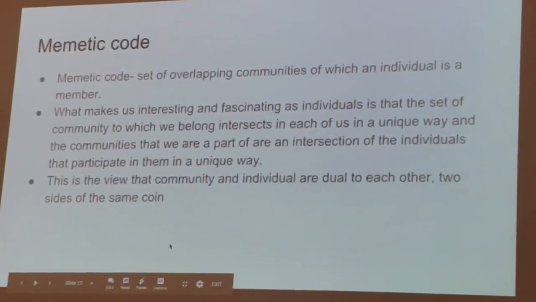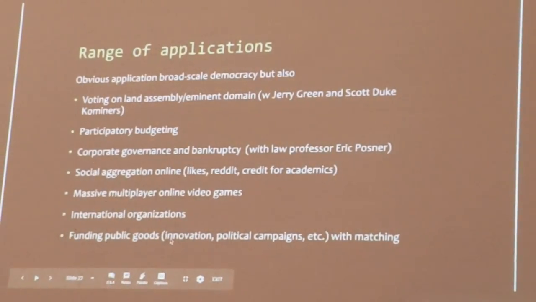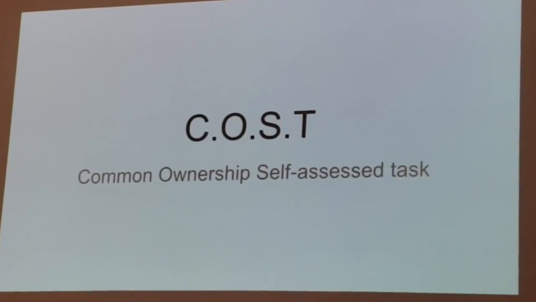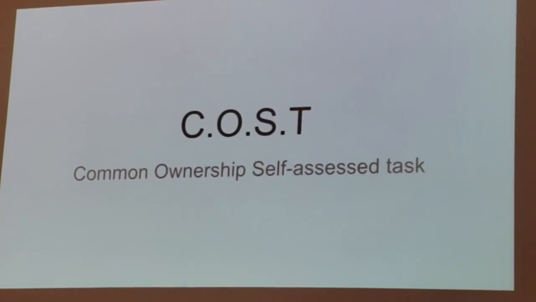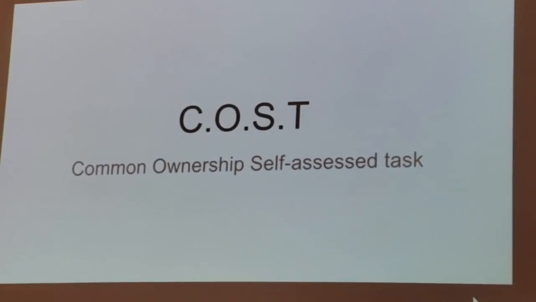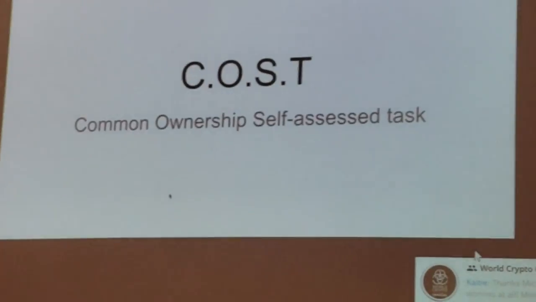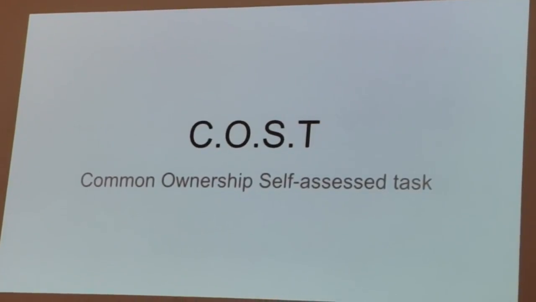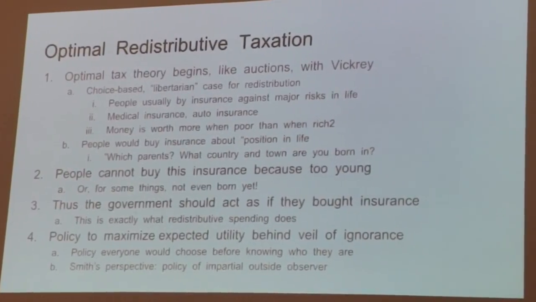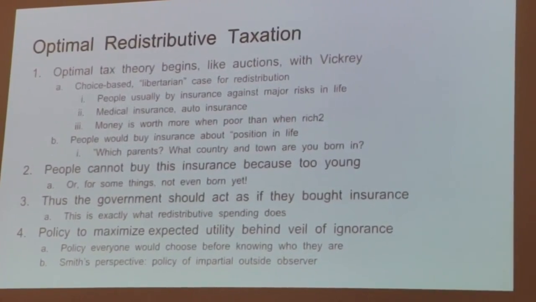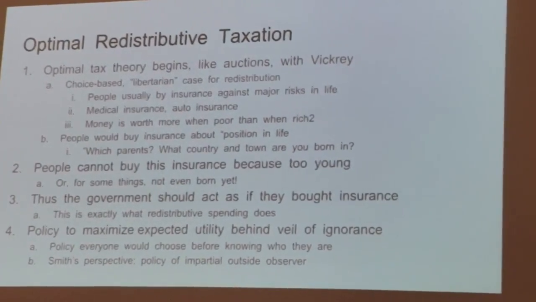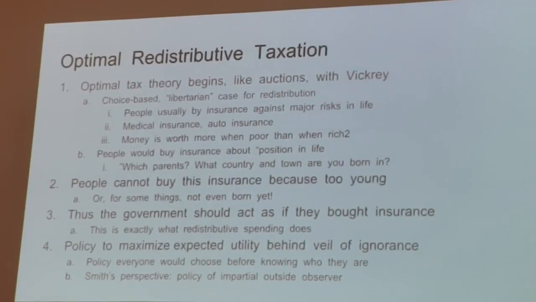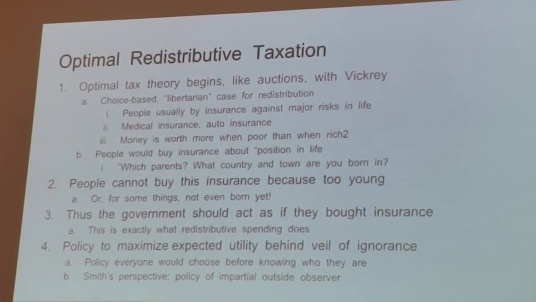Cool. So quadratic voting is only one of the things in the tool set for decentralizing these problems via markets. The other big one that we all came up with is called COST. It stands for Common Ownership Self-Assessed Tax. The idea falls out of optimal redistributive taxation: a social dividend works the way insurance does against the major risks in life. This is a very libertarian view, so super disclaimers on all of this.